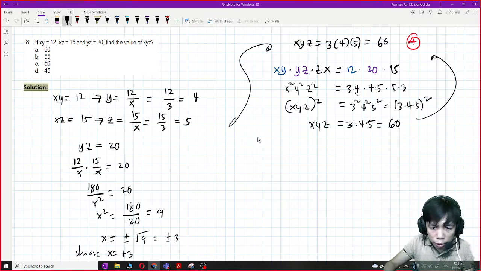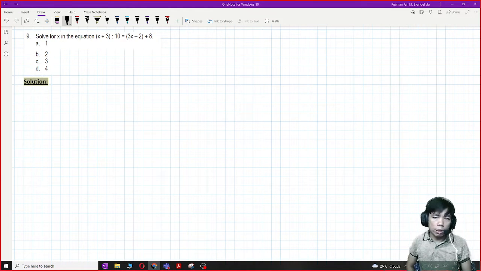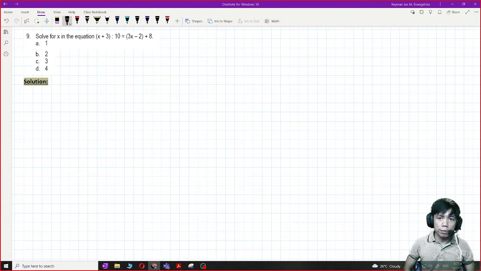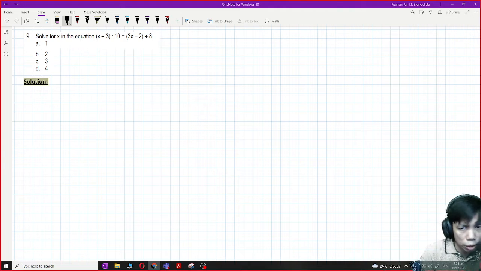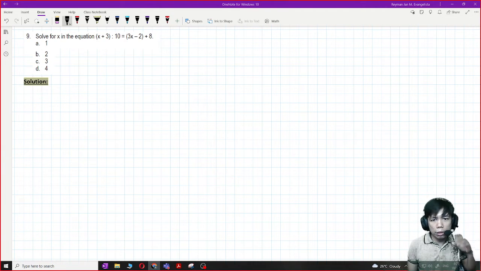Okay, next, number 9. Okay, ito naman, no? So, solving proportion. Okay? So, actually, this is ratios na.